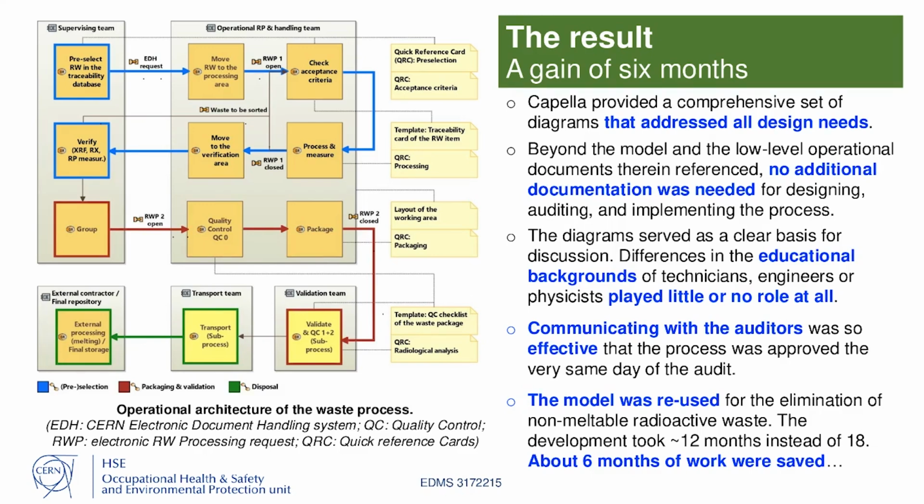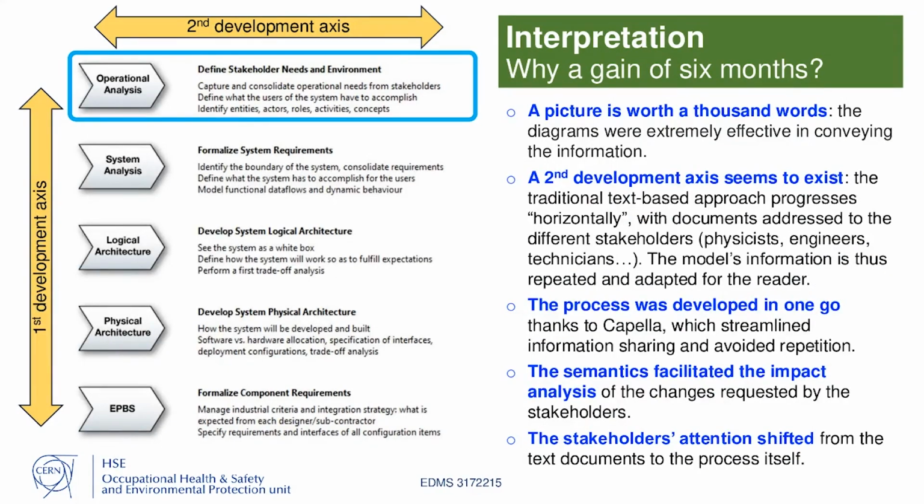I reused the model to develop an elimination process for the waste that cannot be melted. The development took 12 months instead of the 18 months that are normally required. And in this case, I was more attentive to the time spent. And again, it is a gain of 6 months. Why? I asked myself the question, why did I gain 6 months? I was asked the same question.